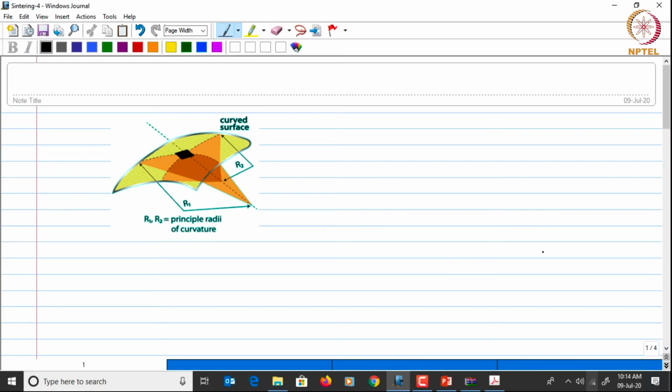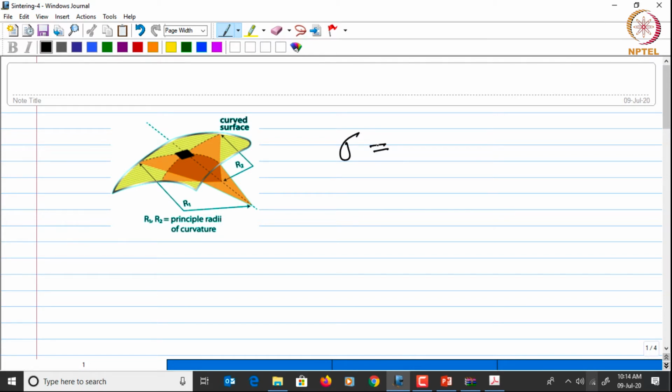Right now we are on this topic, sintering, and in the previous lecture we discussed the surface curvature and its role in the sintering process, and we also derived the stress on a curved surface. So in this class we are going to continue on that, and we'll see how this curvature is related to the densification which happens in the sintering process. So we derived this Young-Laplace equation, which basically talks about the stress on a curved surface.